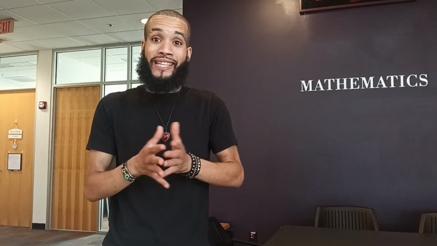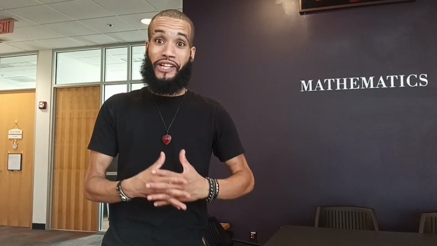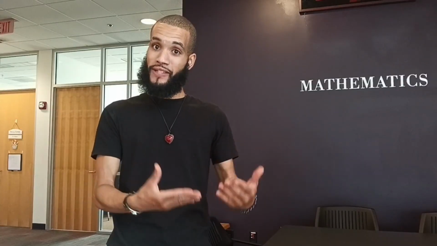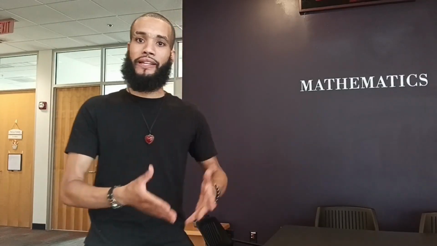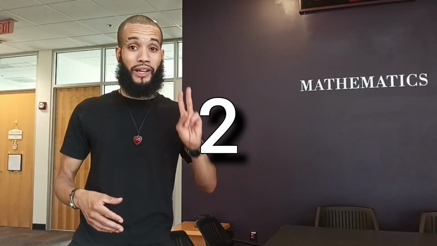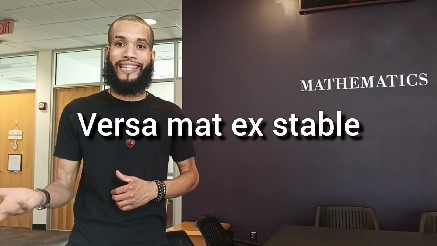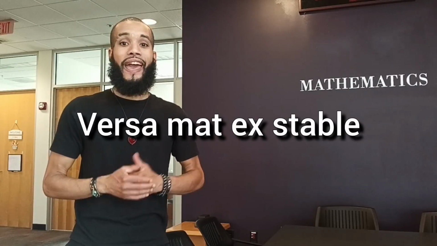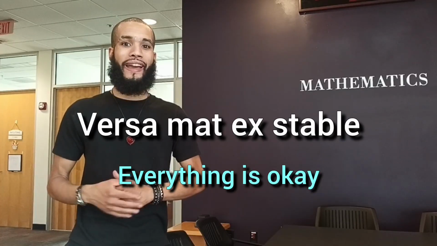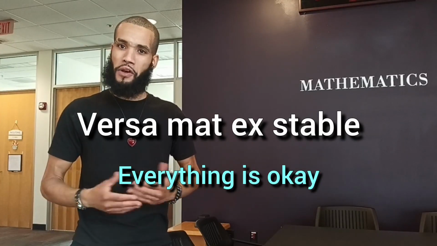I'm fixing to say some Shélqatian phrases, and I need you to translate them for me. You can pause the video if you want, because I'm going to leave the words right here. Una, double, triple. Versamat extable. Everything is okay, or everything is stable and all right.